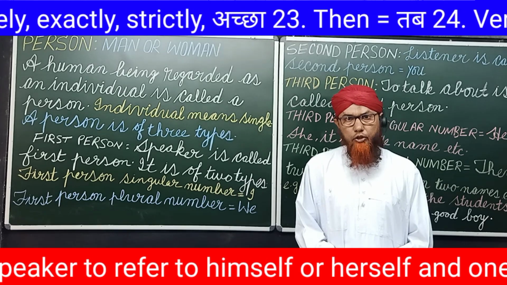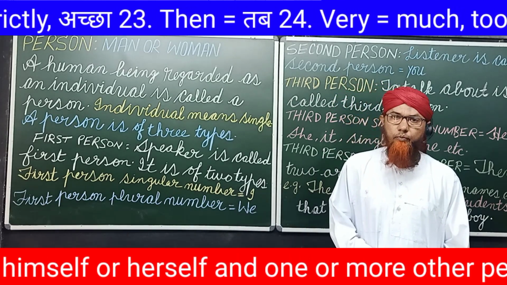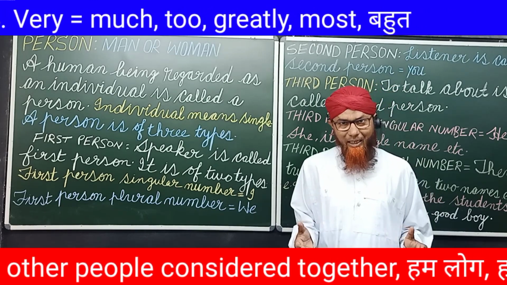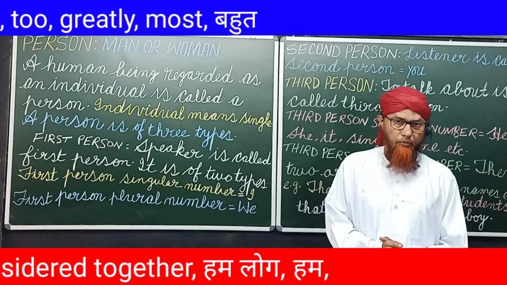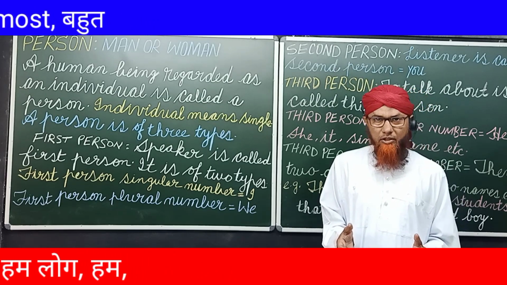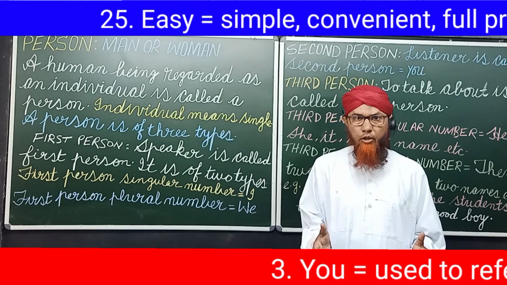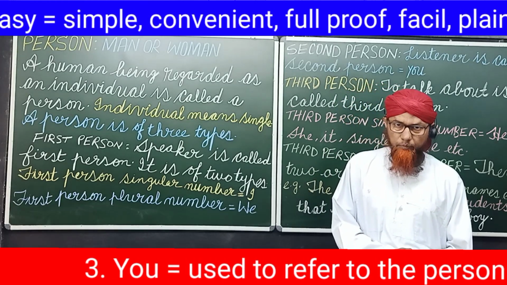Today I will teach you about person. Why did I select this topic? Why am I teaching you person? Because person is used instead of subject. Person is used in place of subject.